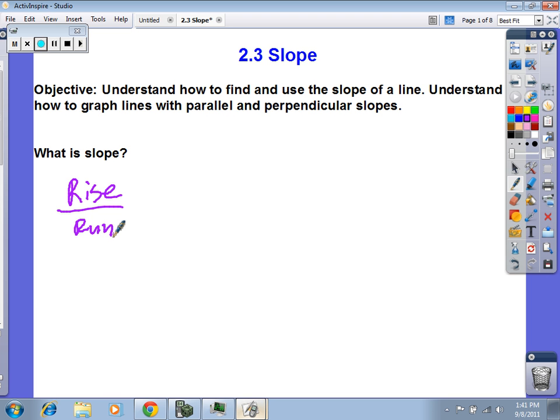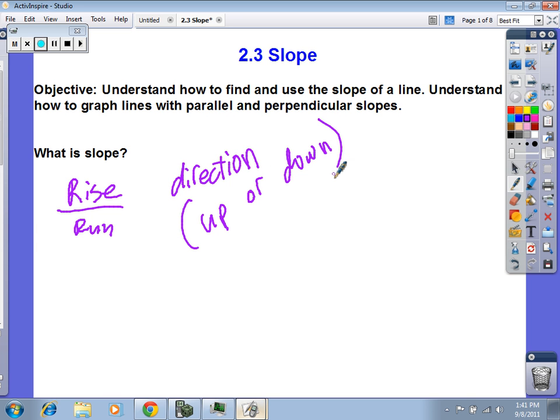Direction. Okay. Write that down. Direction. What kind of ways can it go? It can go up or down. And which one's positive and which one's negative? Up is positive, down is negative. Jordan, write it down. Manny, you got it. Everything we write down, you write down. Left and right. The direction? Yes. Okay, what else do we got about slope?